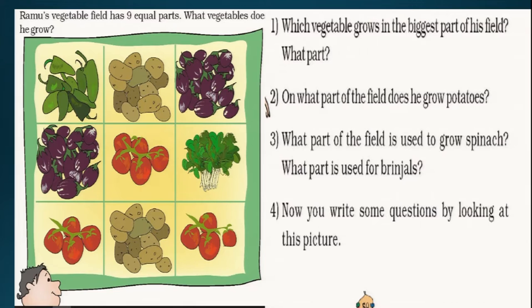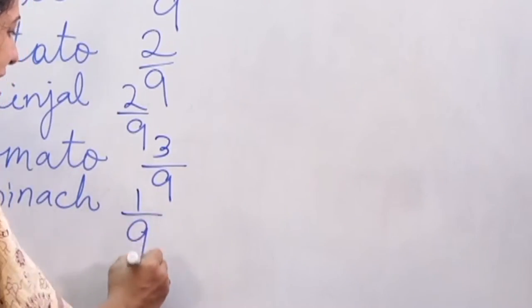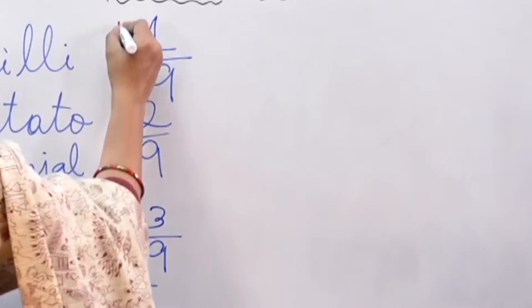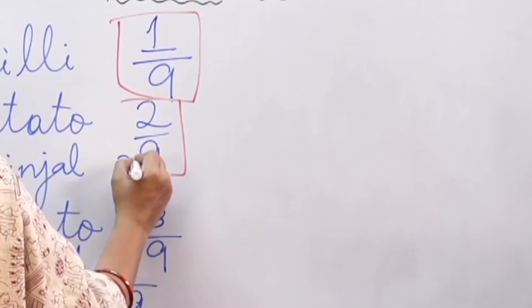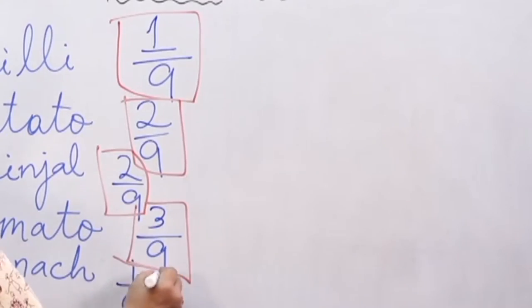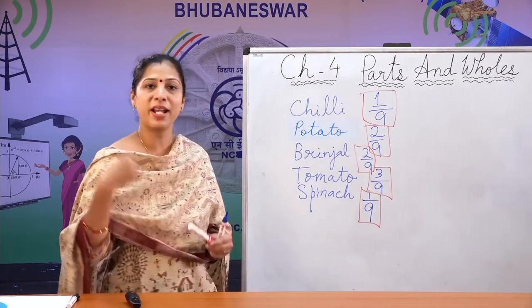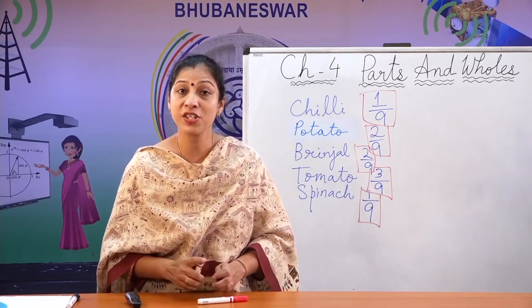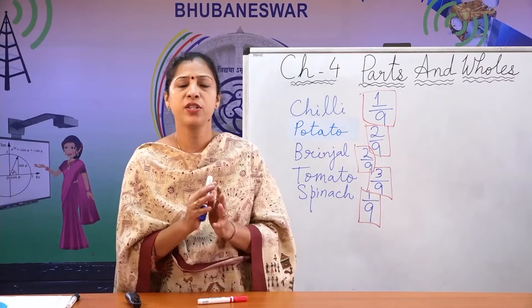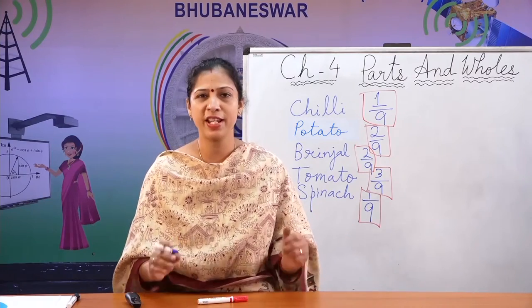Similarly, children, what is the part on which spinach is grown? Yes, it is 1/9 parts. So now children, you can see that chili is grown in 1/9, potato is grown in 2/9, brinjal is grown in 2/9, tomato is grown in 3/9, and spinach is grown in 1/9. So now let's see the questions. It is very easy. After you find out the parts on which chili, potato, brinjal are grown, you can find out the answers yourself very easily.